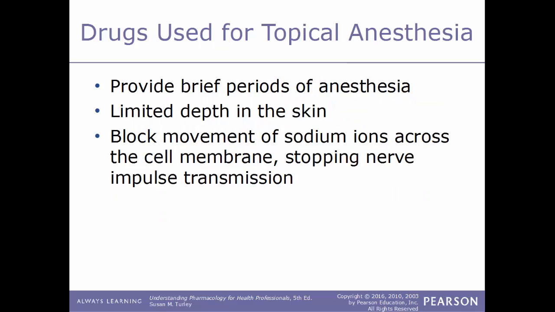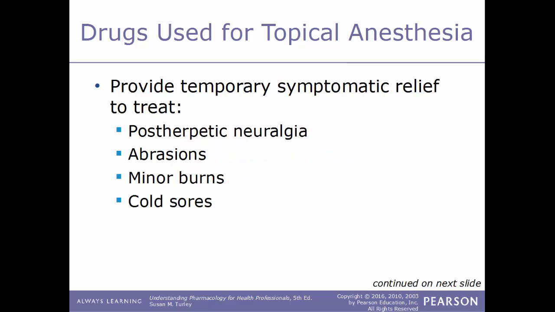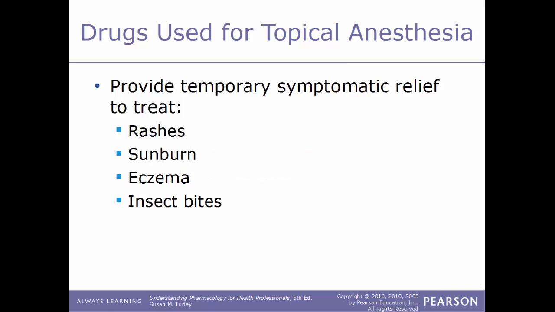Alright, now we'll talk about drugs that are used for topical anesthesia. Now, these will provide just brief periods of anesthesia, and they will have a limited depth in the skin. The way they work is they block movement of sodium ions across the cell membrane, therefore stopping nerve impulse transmission. And these topical drugs will provide temporary symptomatic relief to treat postherpetic neuralgia, which is the pain associated with shingles, from abrasions, minor burns, cold sores, rashes, sunburns, eczema, and insect bites.